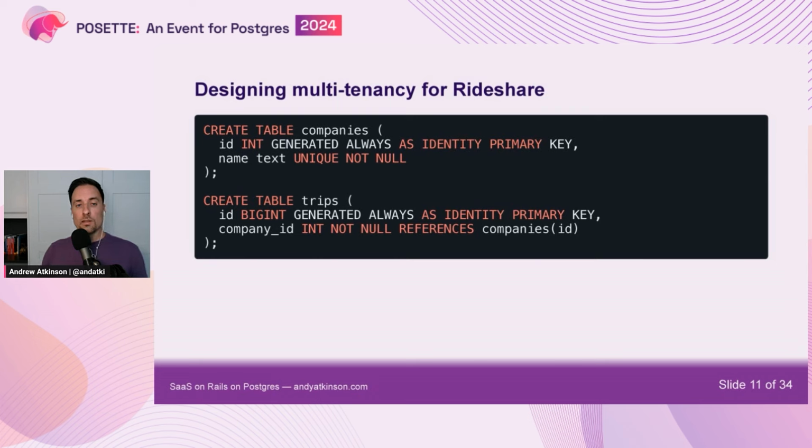So let's continue on with adding multi-tenancy to Rideshare. So we'll add a companies table, and we will be adding this company ID foreign key column to our table data that we now want to associate with specific companies. So for example, one of the tables in Rideshare is called trips, and here we see company ID being added with a foreign key.